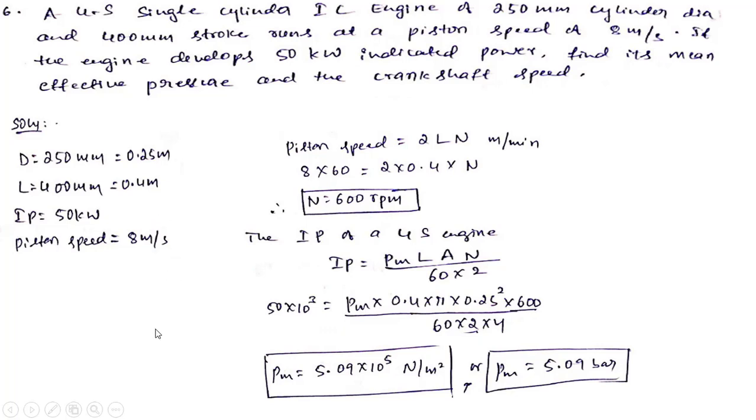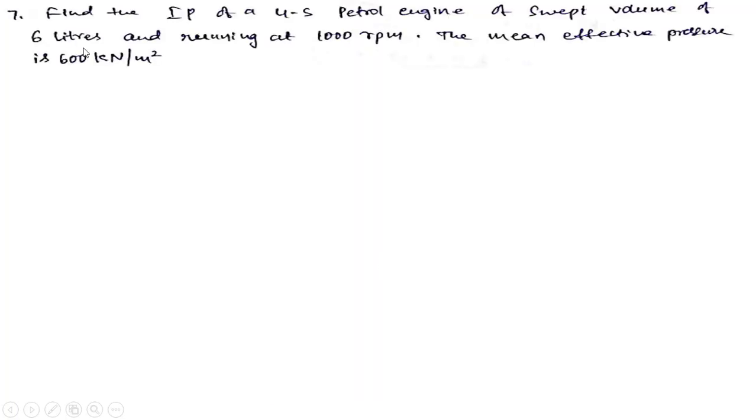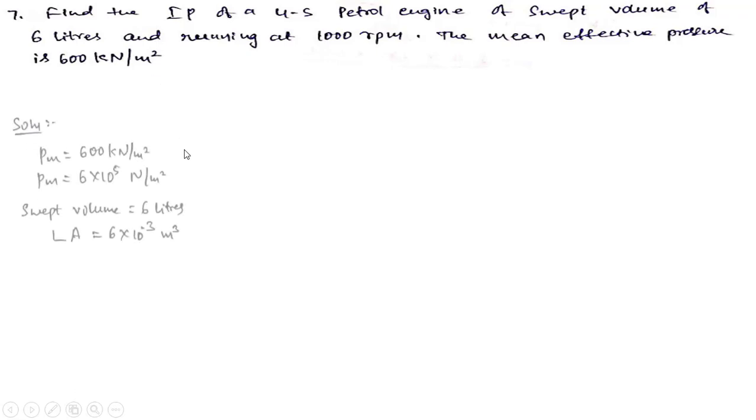Next, let us move to the 7th problem. Look at the problem statement. Find the IP of a 4-stroke petrol engine of swept volume of 6 liters and running at 1000 rpm. The mean effective pressure is 600 kilonewton per meter square. Here, IP of this 4-stroke petrol engine is to be calculated. Swept volume is mentioned, that is 6 liters, and running at 1000 rpm. Speed is given. Mean effective pressure is given as 600 kilonewton per meter square.